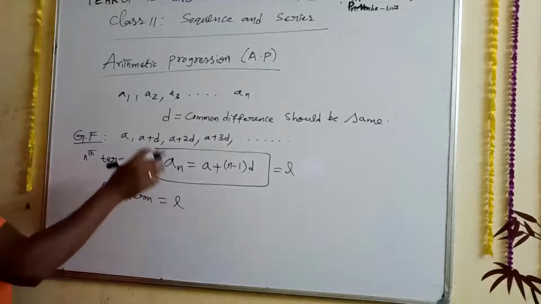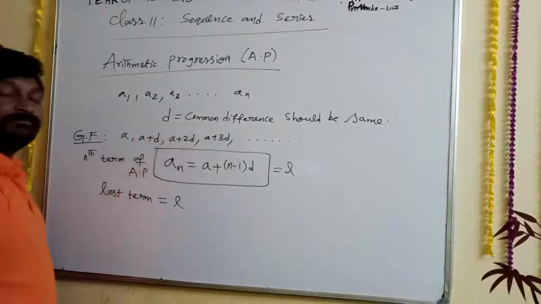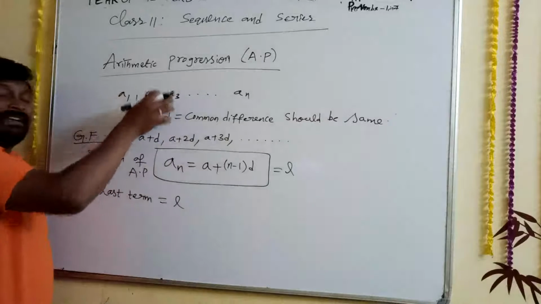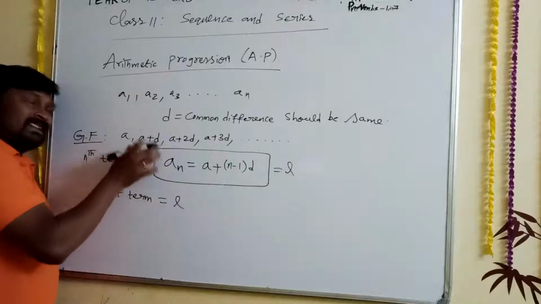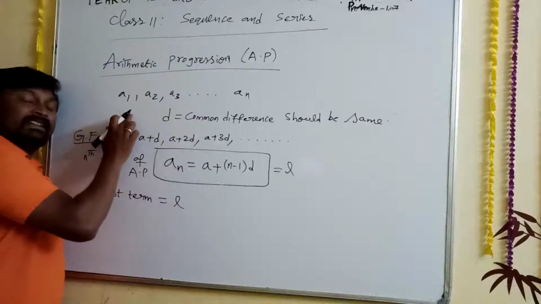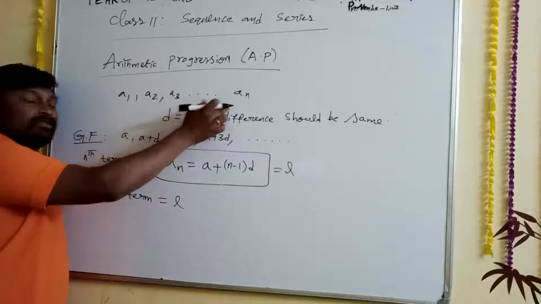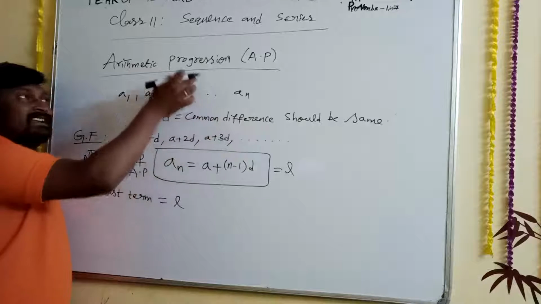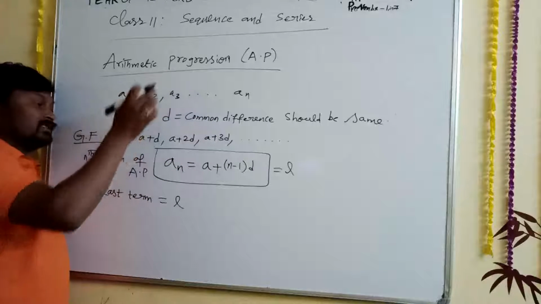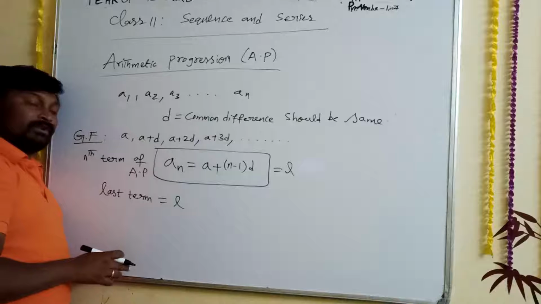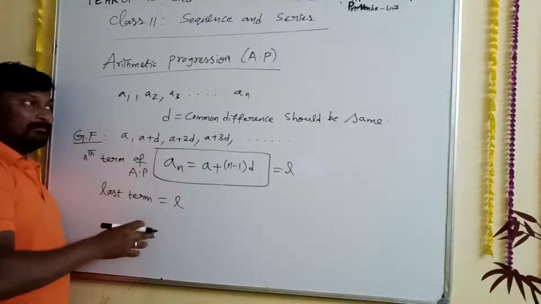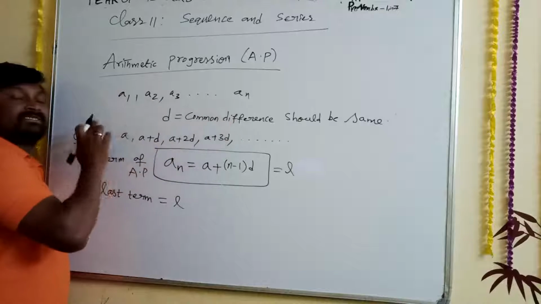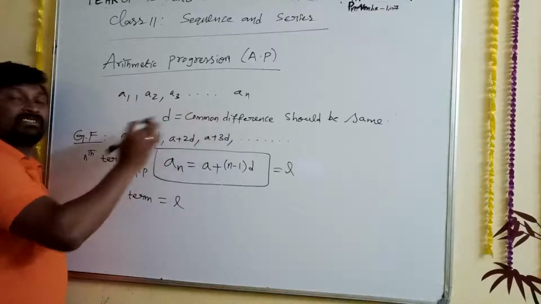So now how do we find the sum of all these? See, what is arithmetic progression? Anything in the form of A1, A2, A3 and so on, An, where the common difference is the same, is called an arithmetic progression. Now what I am going to do here is find the sum of all these terms, the sum of arithmetic progression terms.